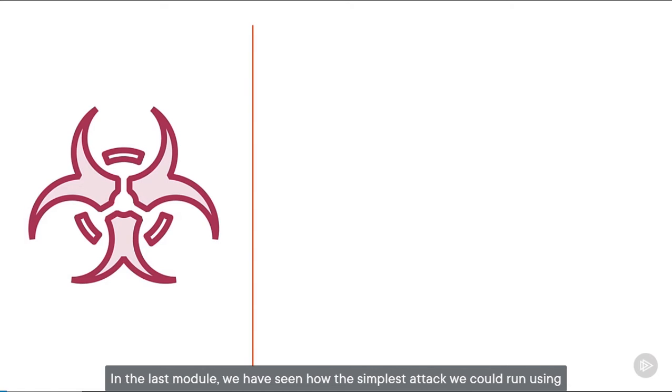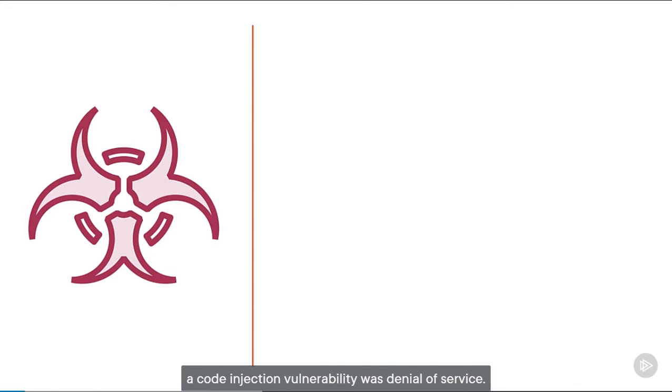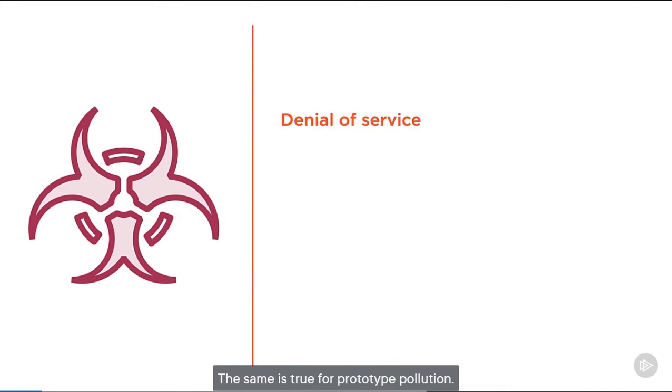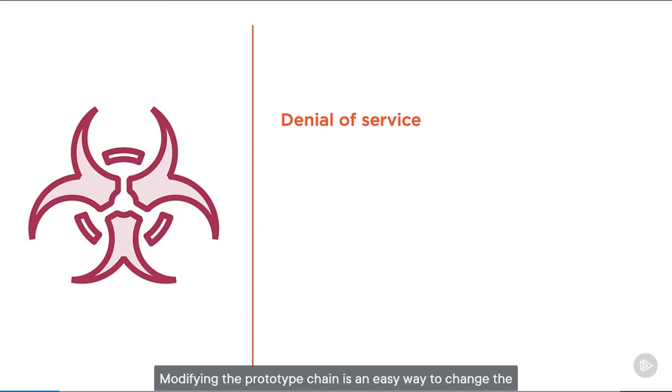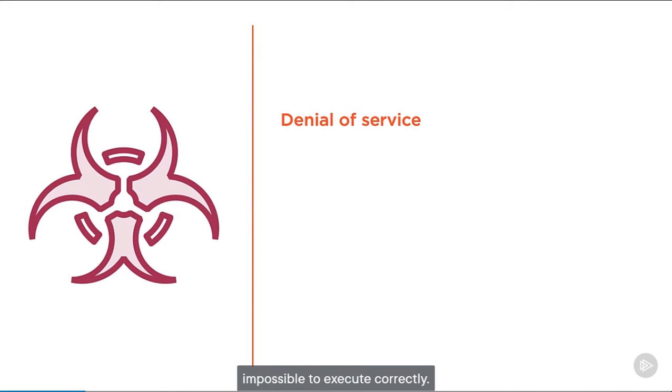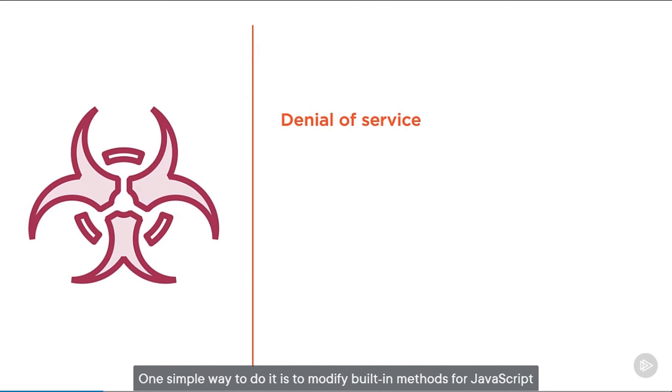In the last module, we have seen how the simplest attack we could run using a code injection vulnerability was denial of service. The same is true for prototype pollution. Modifying the prototype chain is an easy way to change the internal structure of the code in a way that makes it impossible to execute correctly. One simple way to do it is to modify built-in methods for JavaScript objects, such as toString and valueOf.